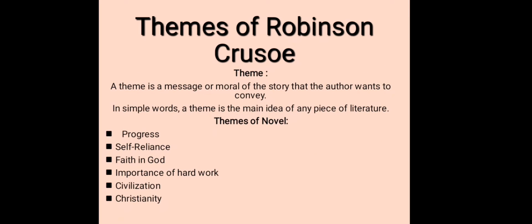Themes of Robinson Crusoe. Before starting this topic, first of all, we have to understand what a theme is. A theme is a message or moral of the story that the author wants to convey. In simple words, we can say that a theme is the main idea of any piece of literature. Themes of the novel include progress, self-reliance, faith in God, importance of hard work, civilization, and Christianity. Let's discuss all these one by one.